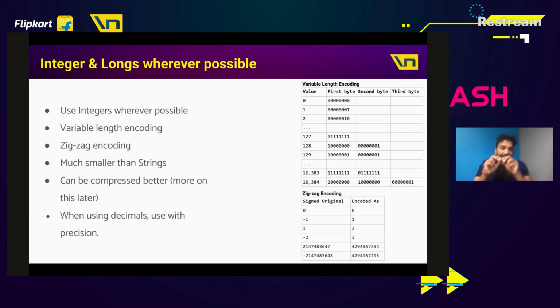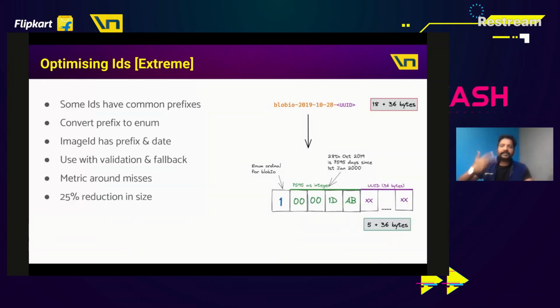Now, the size of the double is directly proportional to the number of digits after the decimal point, or the precision, right? So it is always good to specify a precision so that you only keep the data at the level of precision that you want, rather than keeping it at a very high precision. So that's another way to reduce the size of the data.